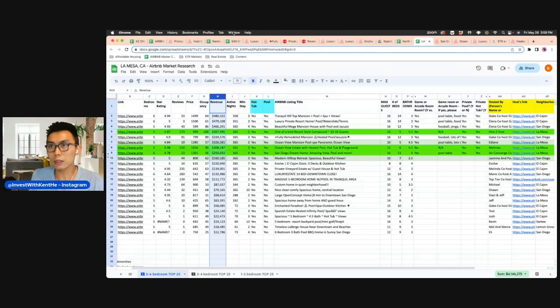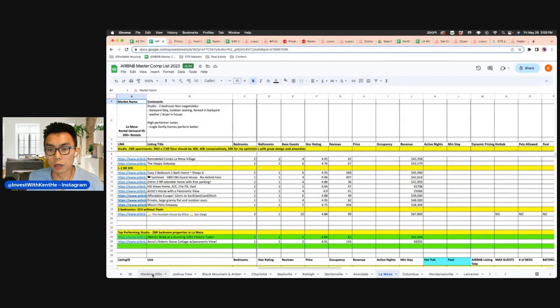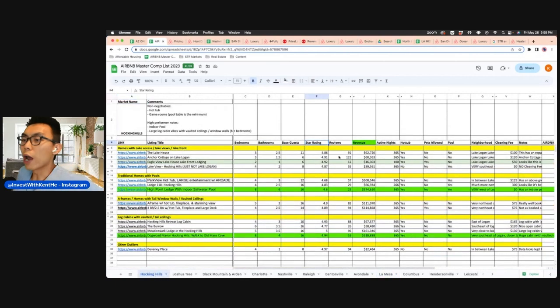So here's what we are going to do. I am going to show you my master comp list, and this is going to be good. For every single market. So here's a good representation. This is the Hocking Hills in Ohio. And this is what you're trying to do with all the data.